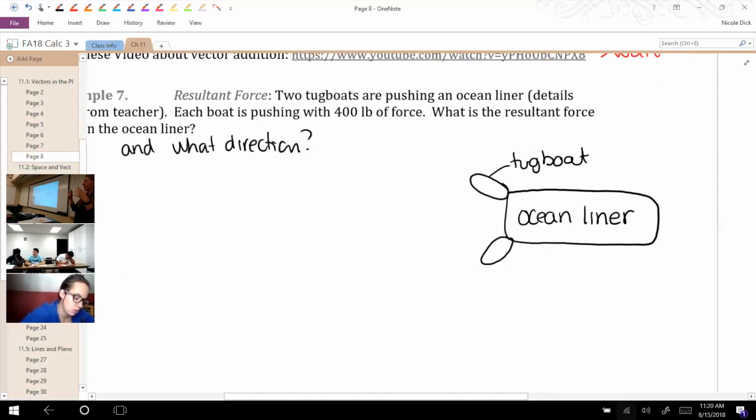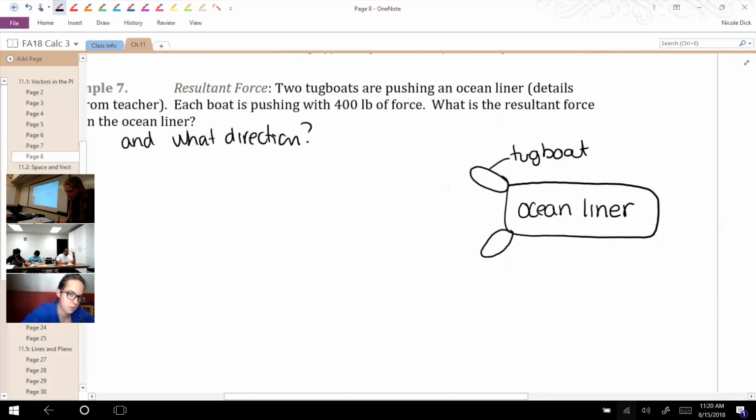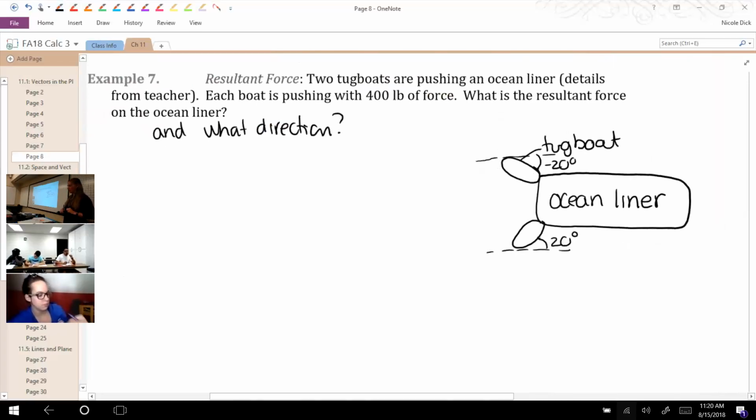Again, try to think geometrically about what's happening here, and don't just do the math, because I don't want you to be in math class. But let's say this angle with the horizon, let's draw it up here actually, is negative 20 degrees, and this one here has a positive 20-degree angle. If we want to know what the resultant force is on the ocean liner and in what direction it's traveling, the ocean liner's not doing any work. The tugboats are doing all the work here, which is crazy if you think about it. These little boats are doing all the work, which is pretty cool.